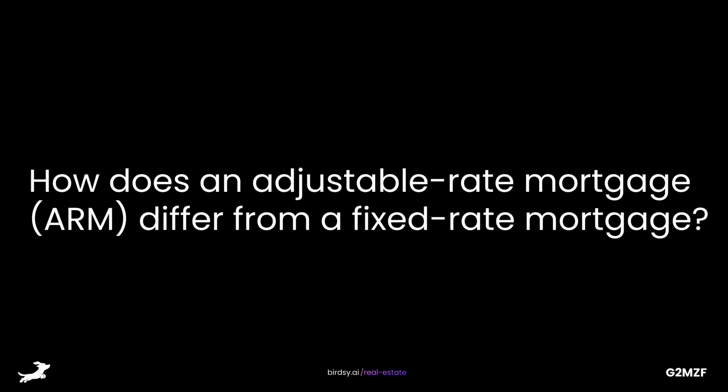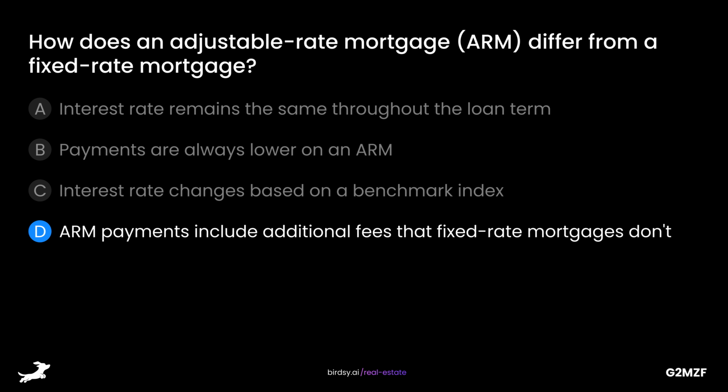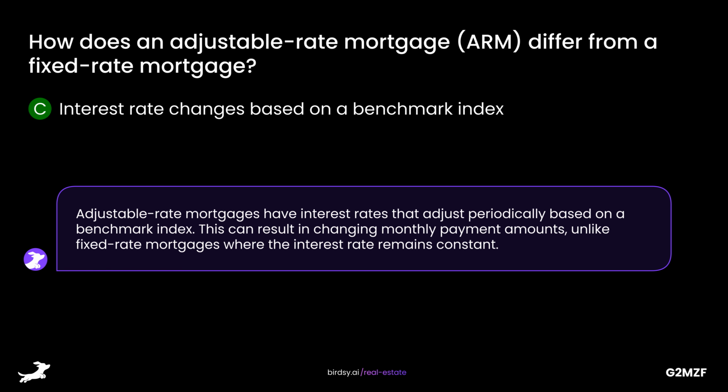How does an adjustable rate mortgage differ from a fixed rate mortgage? Is it A, interest rate remains the same throughout the loan term, B, payments are always lower on an ARM, C, interest rate changes based on a benchmark index, or D, ARM payments include additional fees that fixed-rate mortgages don't? The answer is C, interest rate changes based on a benchmark index. Adjustable rate mortgages have interest rates that adjust periodically based on a benchmark index. This can result in changing monthly payment amounts, unlike fixed-rate mortgages where the interest rate remains constant.